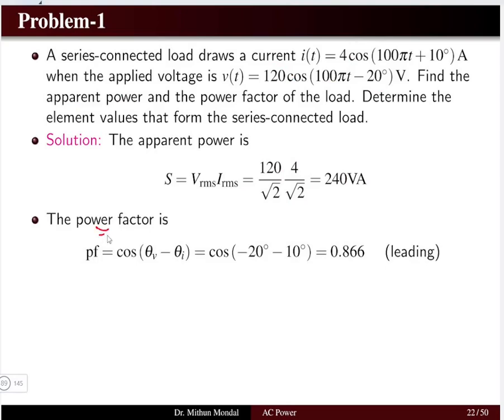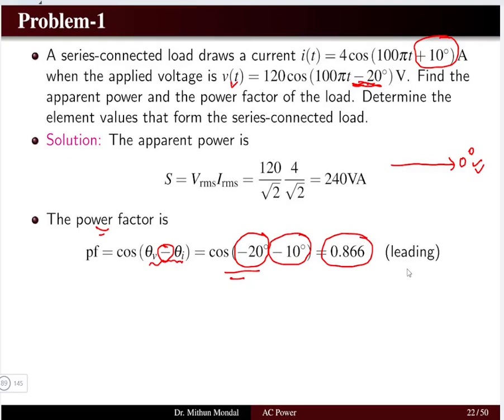The power factor is basically the cosine of the difference between the voltage and the current. We see that the voltage is at minus 20 degrees. If we have 0 degree as the reference, the angle is always measured in the anti-clockwise direction. So here you have minus 20 degree with respect to the reference, and you have a plus 10 degree as the current. So you can have a minus sign here, and that will give minus 10 degree. Then you find the cosine of this value. You will find 0.866. That is a leading power factor.